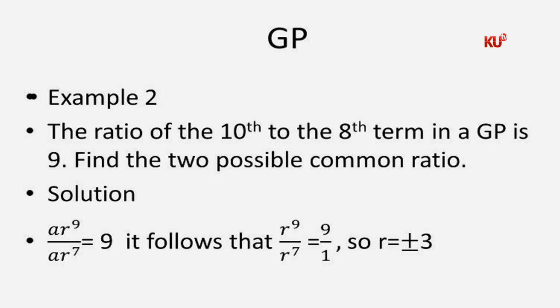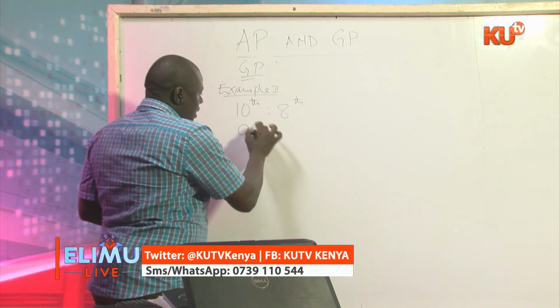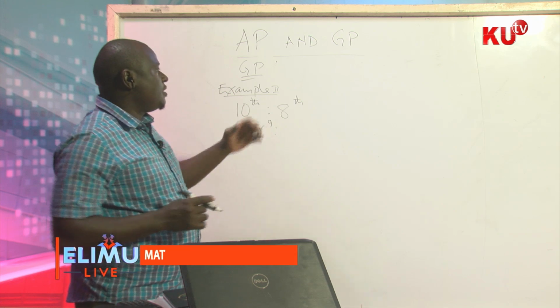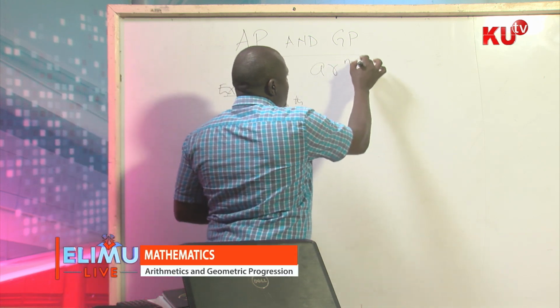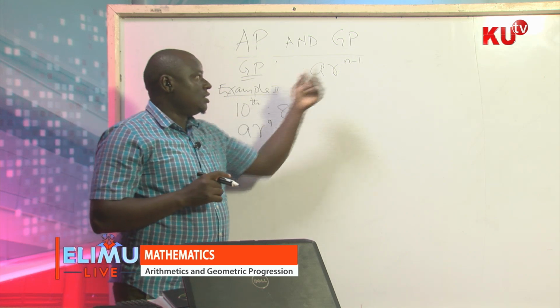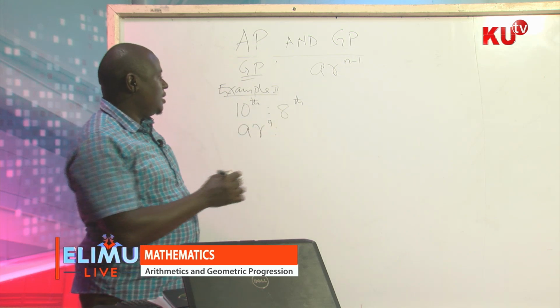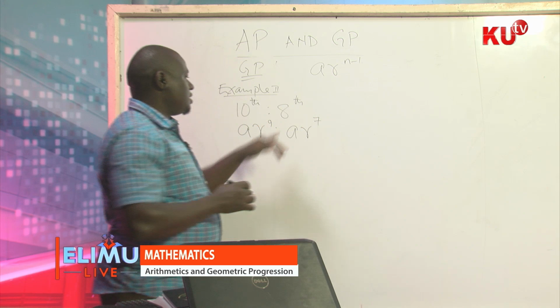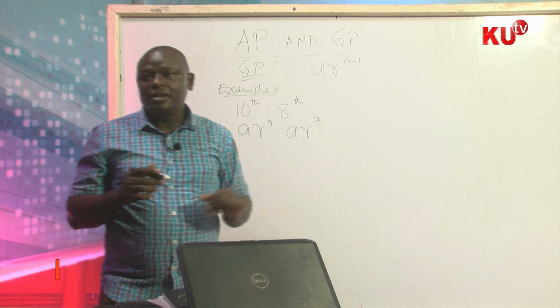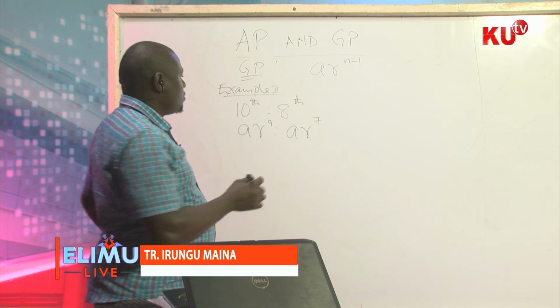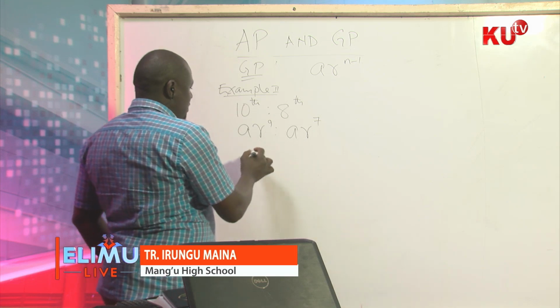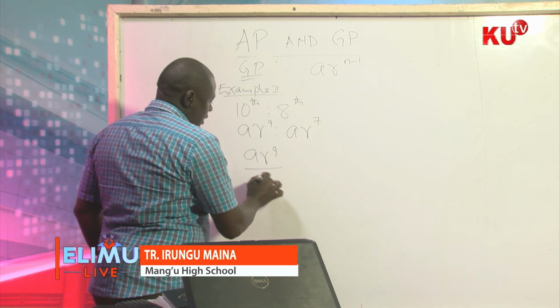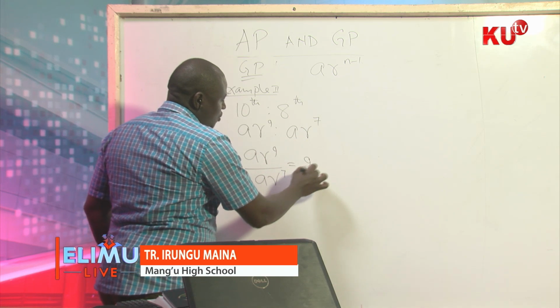How do I get the 10th term to that of the 8th term? The 10th term is A R power 9, because you remember the general term is A R power n minus 1. So if n is 10, you less 1, you are left with power 9. The eighth term will be A R power 7, because again it is 8 minus 1. They are telling me this ratio is 9, simply meaning A R power 9 over A R power 7 is the same as 9 over 1.